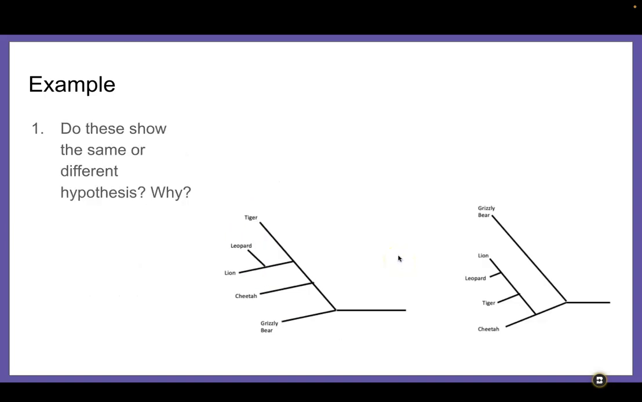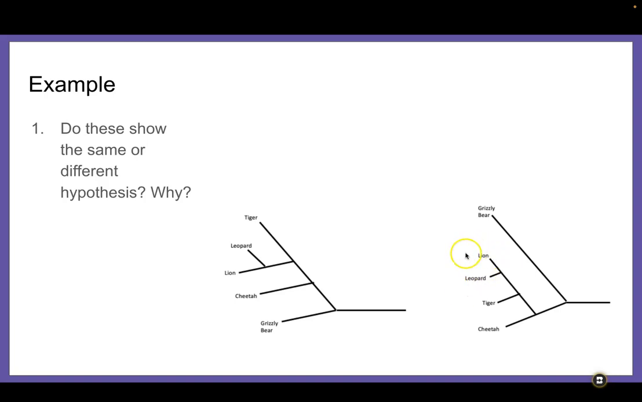Another question, do these two phylogenetic trees show the same thing, why or why not? Maybe take a moment, pause this video, see if you can figure that out. They actually do. Okay, here's my node for the grizzly bear. Here's my node for the grizzly bear. Notice all of these others are on the same branch. All of these are on the same branch. They're the same. It's just rotated a little bit.